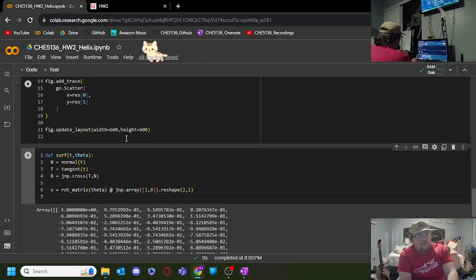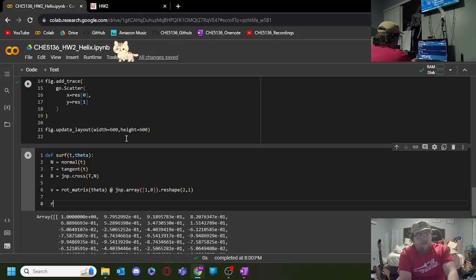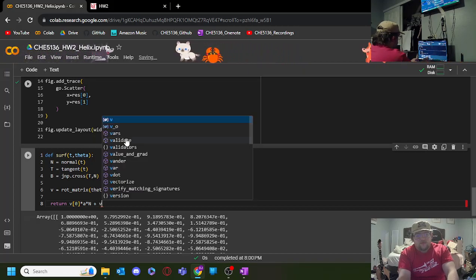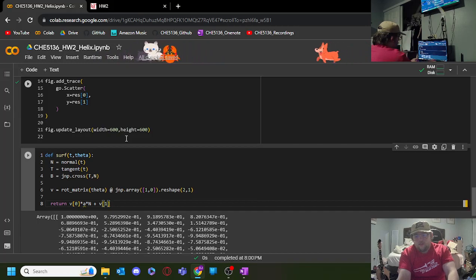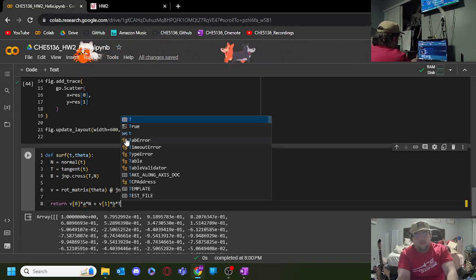So, what happens now is we can return the surface point, which is going to be v0 multiplied by a times our normal vector plus 1 times our e times our tangent vector.